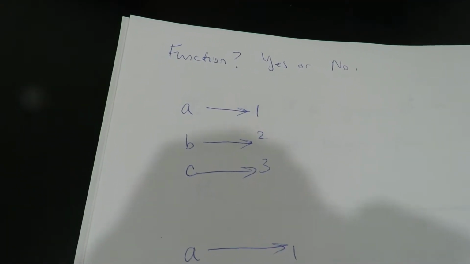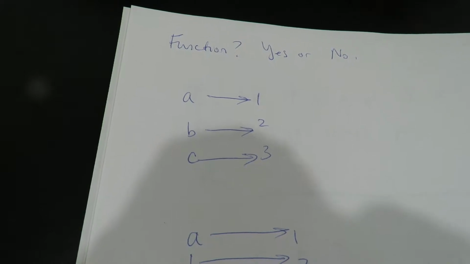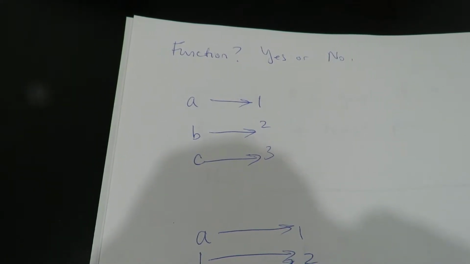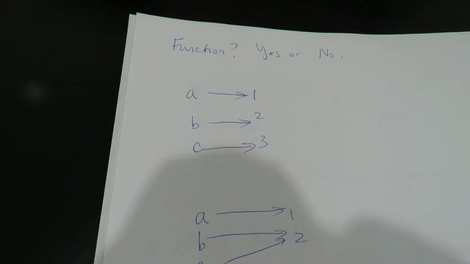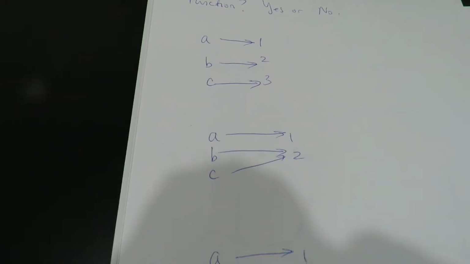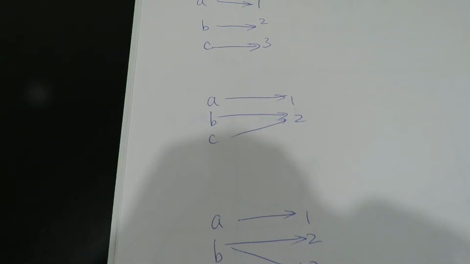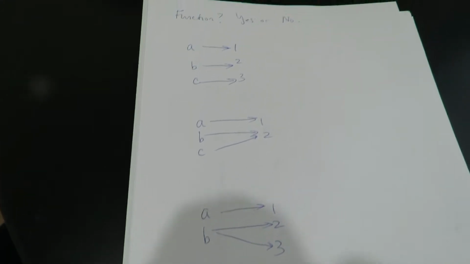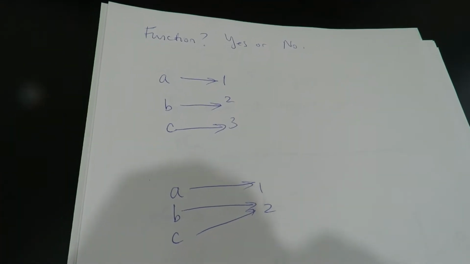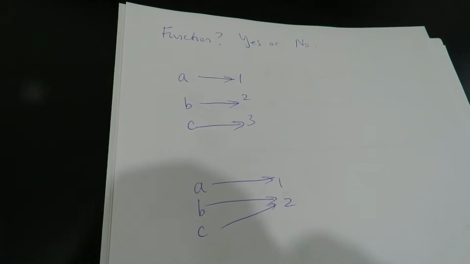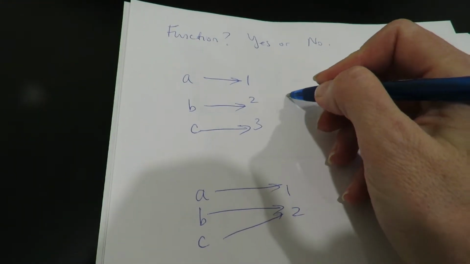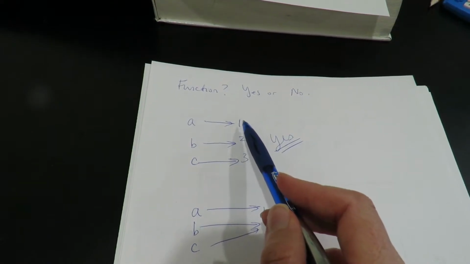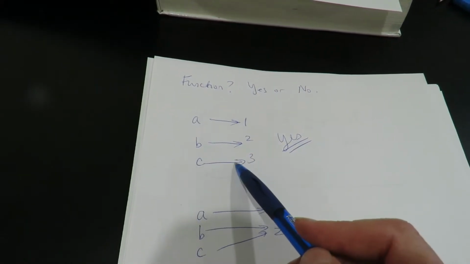Is this a function, yes or no? I'll just hold the camera over each of these for a moment. Just think, is that a function, yes or no? There's the first one. Here's the second one. Here's the third one. Okay, so what do you think? Could we classify this as a function? Hopefully you said yes, because each x goes to exactly 1 y.